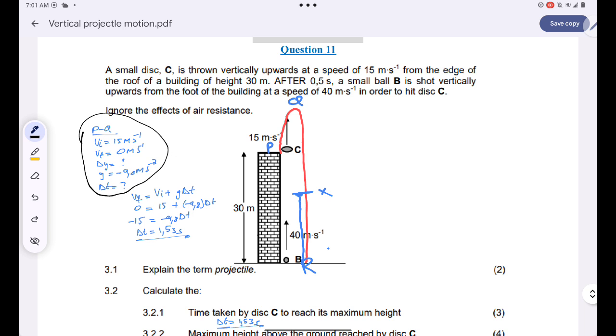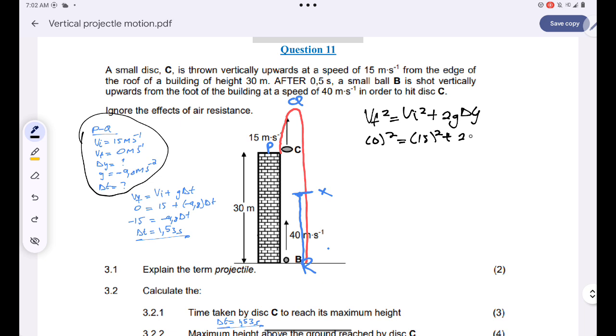I will approach this question as if I don't know the time it takes to reach maximum height. It simply means I will refrain from using any equation that has time. So I'll just go to the second equation: Vf squared equals Vi squared plus 2g delta y. Final velocity is 0. Initial velocity is 15.